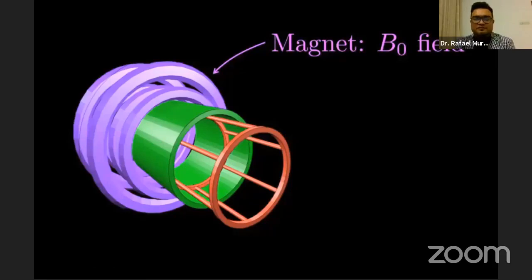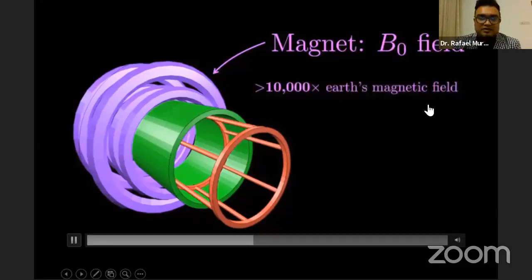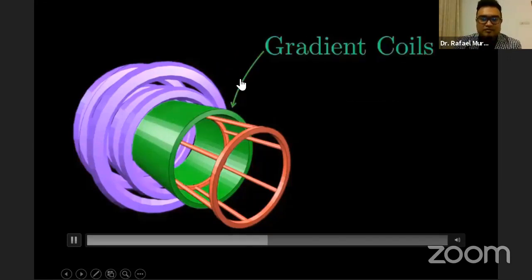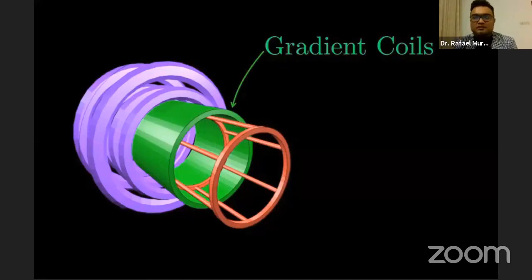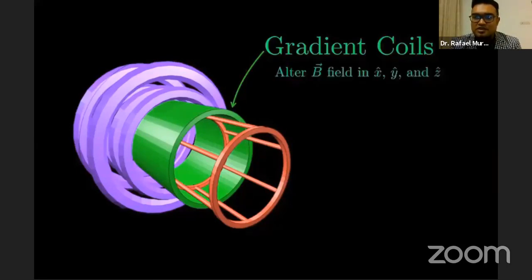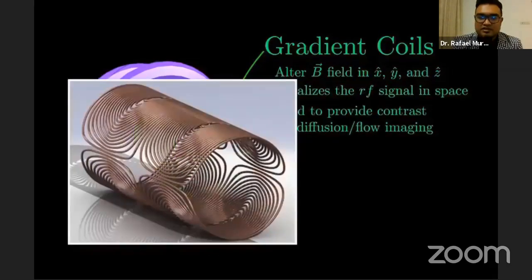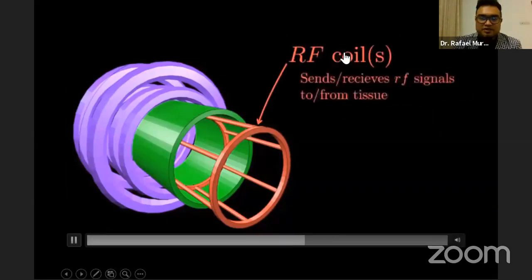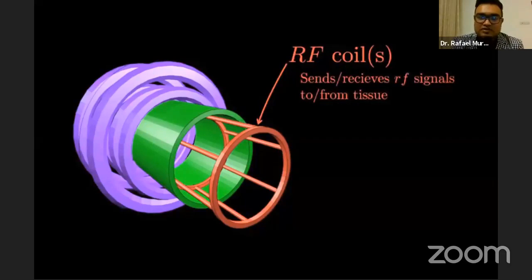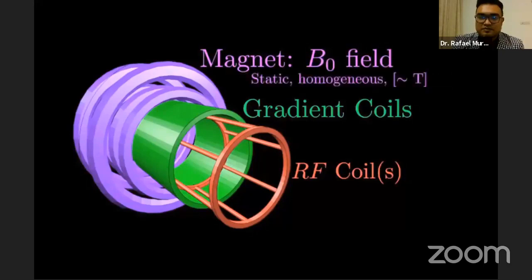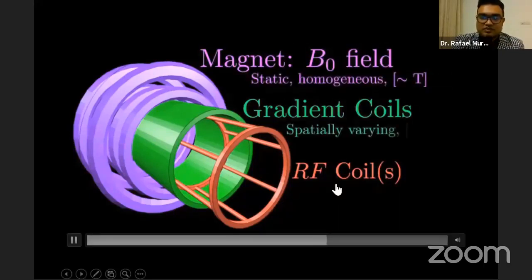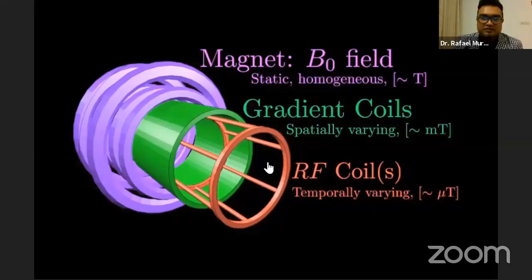So the magnet gathers the B-flux field, which is 10,000 times the Earth's magnetic field. And the gradient coils gather the image. It alters the field in different directions. The radio frequency RF coils send and receive the RF signals from tissue. There are three components: the magnet, the gradient coils, and the RF coils.